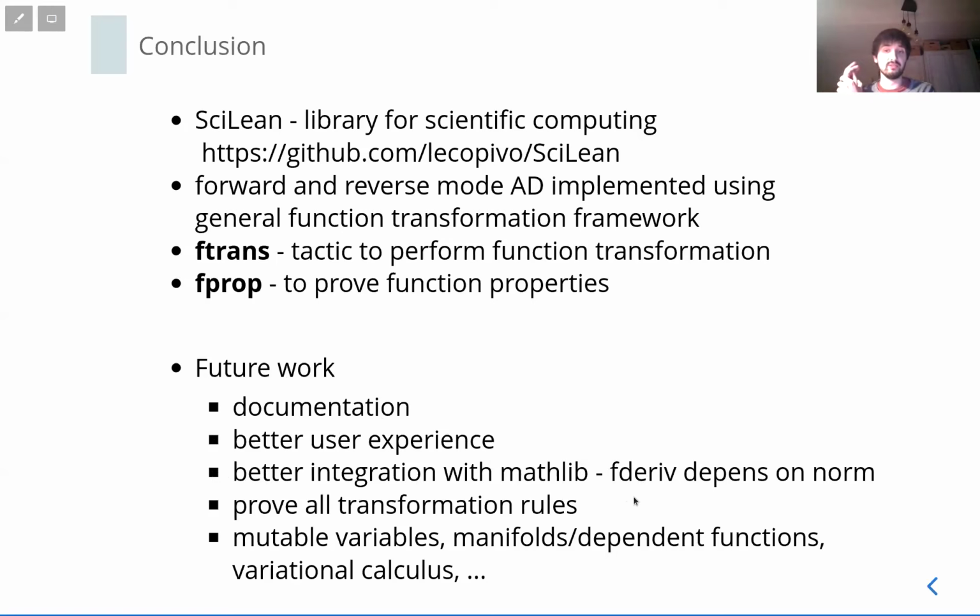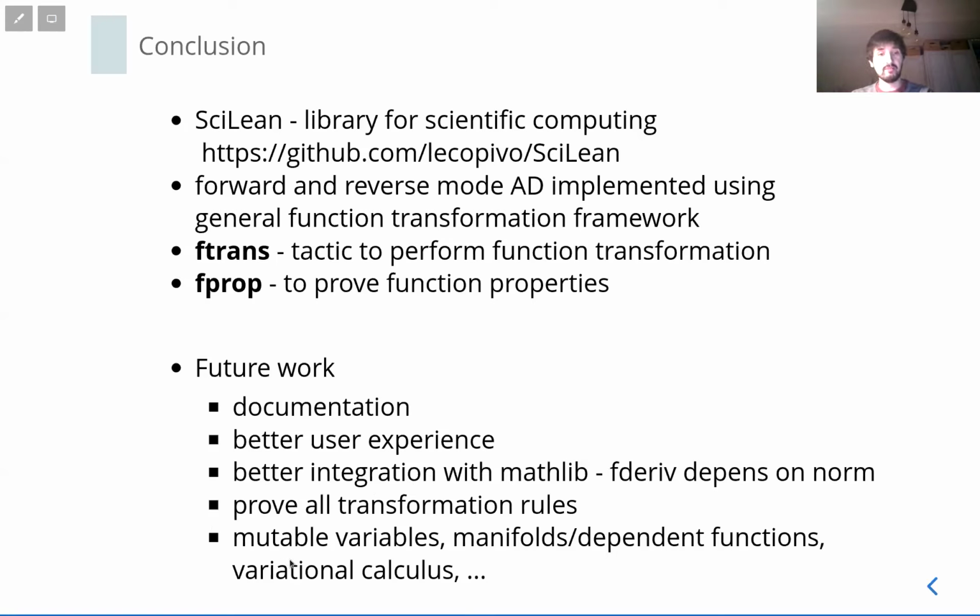I would like to use the L2 norm, but by default it is using the L-infinity norm, and that was causing me some issues. So I think when it's integrated a little bit more with Mathlib, then I would like to really prove all the transformation rules, and then I would have an automatic differentiation which is proven to be correct down to epsilons and deltas. And there are many other directions I would like to explore afterwards.